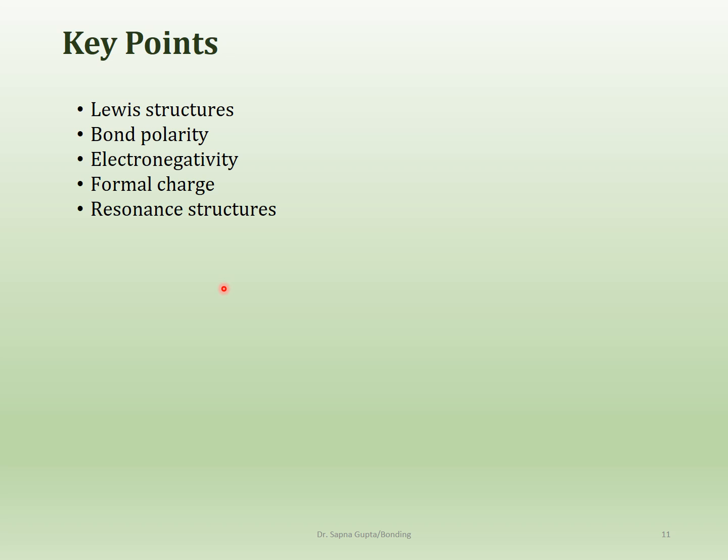Your takeaways from this chapter or this presentation are, of course, the Lewis structures. There's nothing you can do without Lewis structures, so I covered it again here for you. Then bond polarity, and the only way you can understand bond polarity is by knowing electronegativity. So again, know the trend on the periodic table, and then, of course, you should know how to calculate the formal charges of each of the elements in any compound.